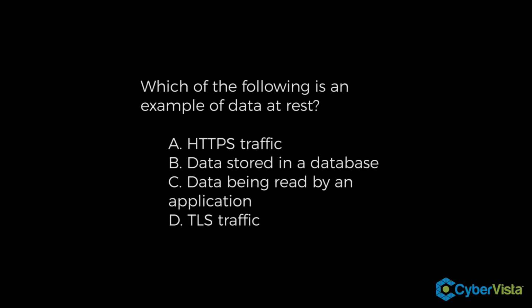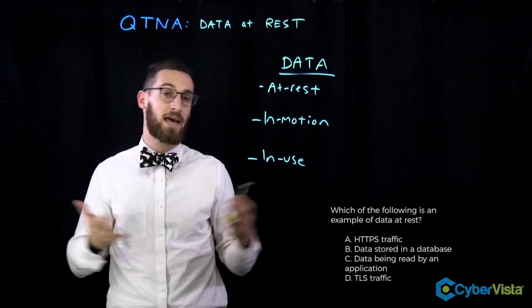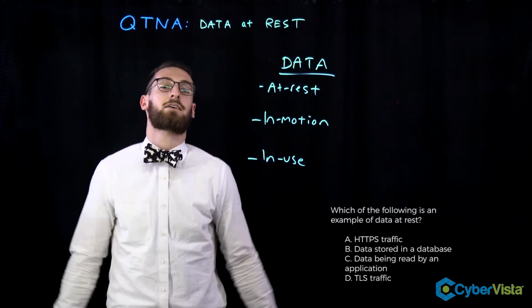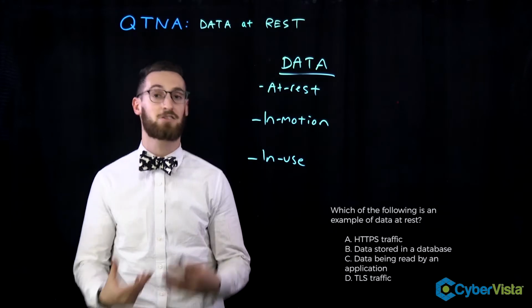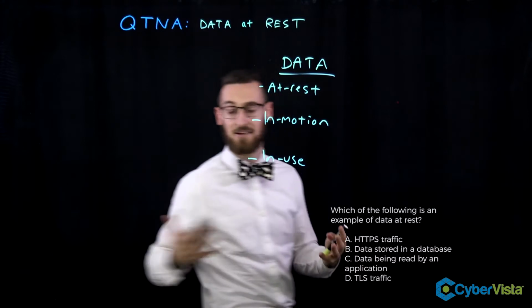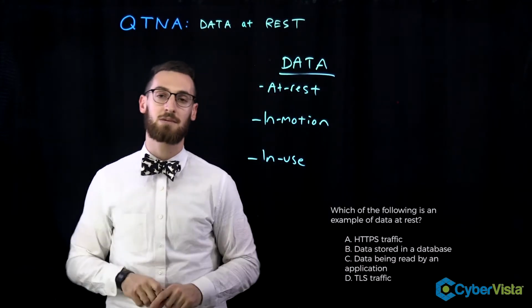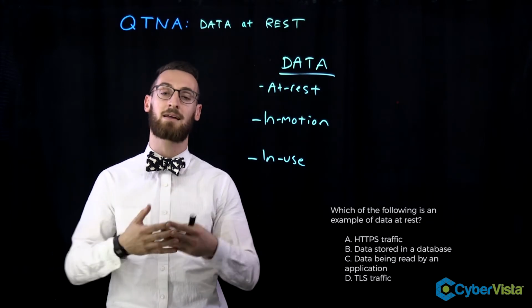Which of the following is an example of data at rest? Data typically exists in three states: at rest, in motion, and in use. Let me show you data at rest. The data is just hanging out, it's not moving. In motion, the data is actually moving. It's being sent or it's being uploaded to the cloud. In use is typically when an application needs that data to actually run.